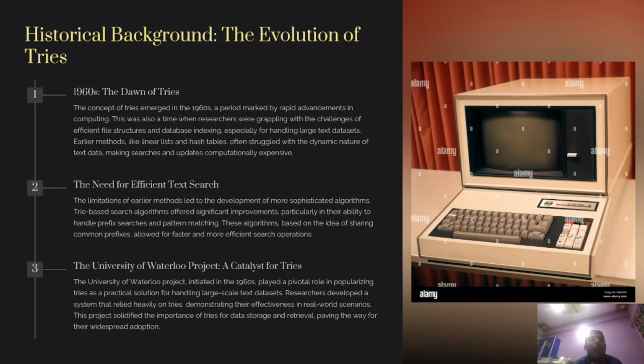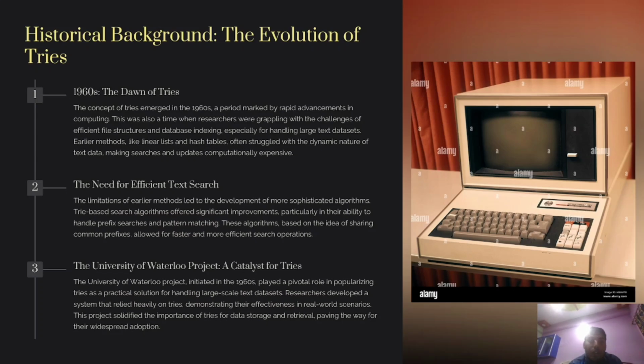As it is also written in this presentation, the concept of tries emerged in the 1960s, a period marking rapid advancement in computing. This was also a time when researchers were grappling with the challenge of efficient structures and data set indexing, and the need for efficient text search. The limitations of earlier methods led to the development of more efficient algorithms.